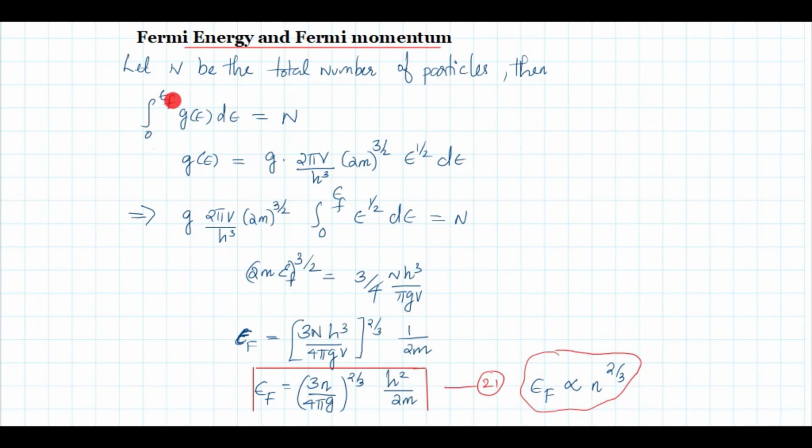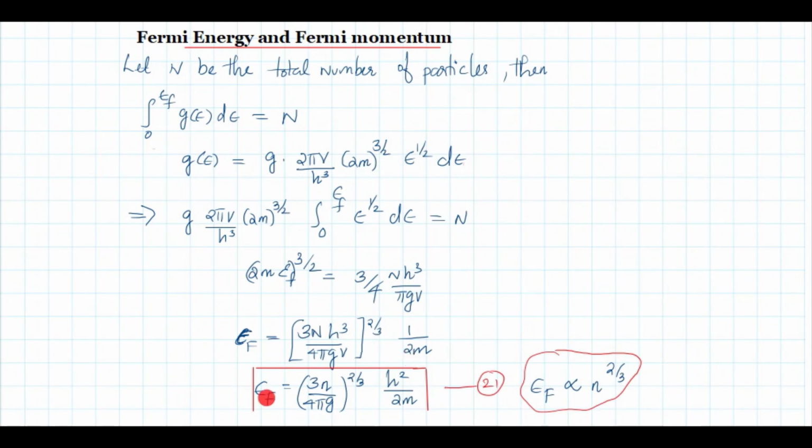So the integral from 0 to EF of g(E) dE, this is the density of states. If you integrate this quantity, you should get the total number of particles, because all these particles are distributed up to Fermi energy. Beyond Fermi energy, there is no particle. So the integral from 0 to EF of g(E) dE equal to n. g(E), we already have the expression, and you have to add this weight function. So g times 2πV/h³ (2m)^(3/2) E^(1/2) dE. Substituting those values here, the integral of E^(1/2) is E^(3/2) by 3/2, and simplifying that you will get (2m EF)^(3/2) equal to 3nh³/(4πgV), and Fermi energy EF is equal to (3nh³/(4πgV))^(2/3) times 1/(2m).